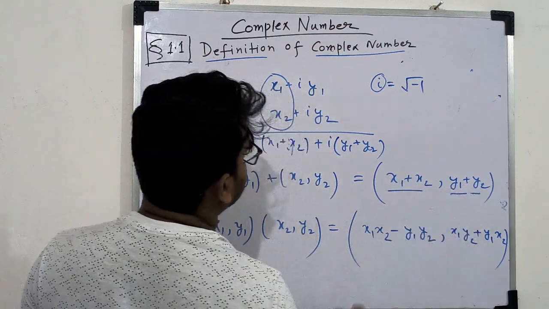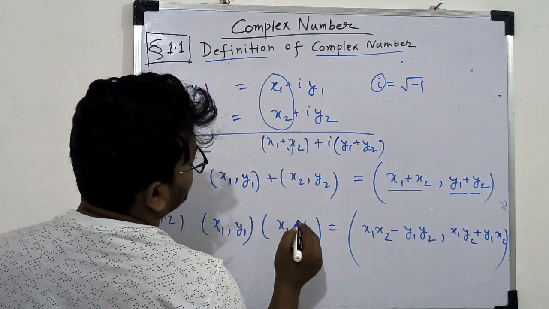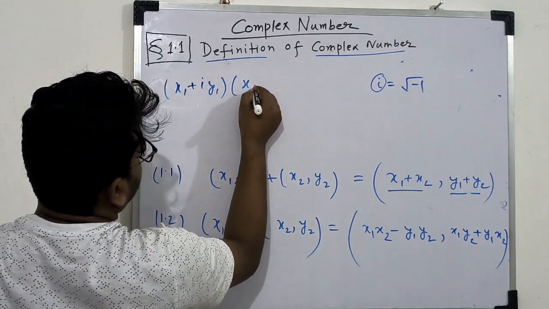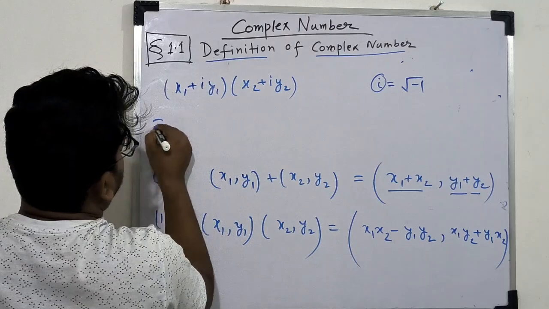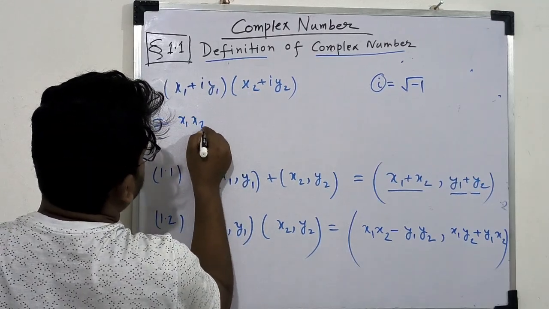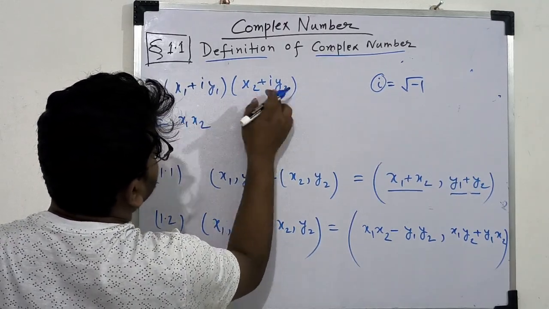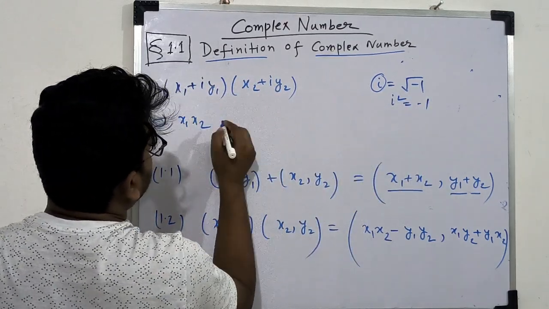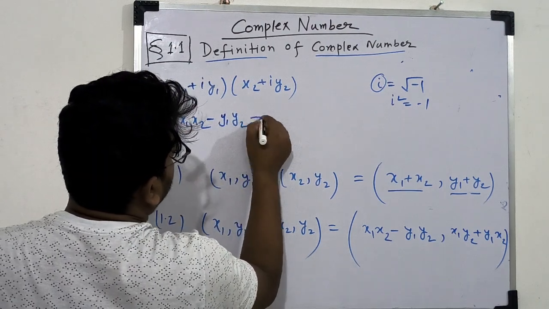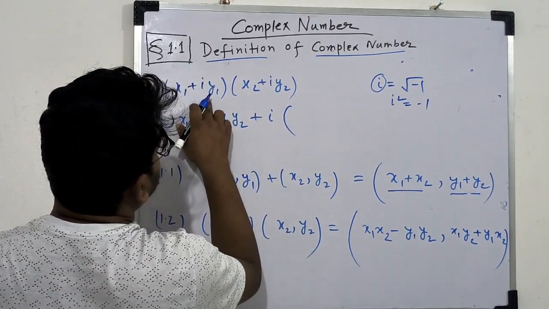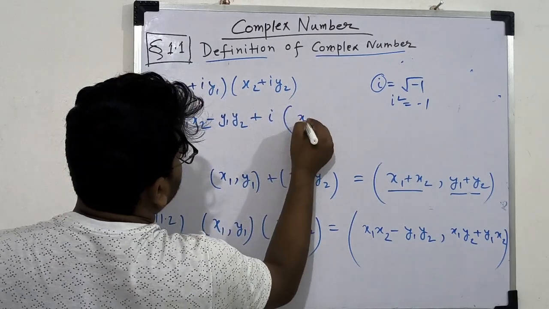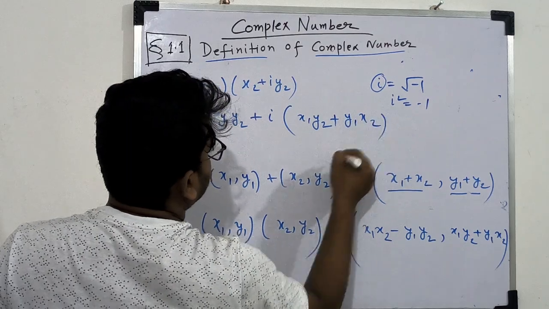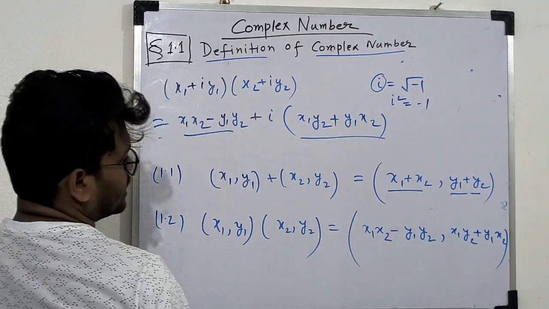This is the real part and this is the imaginary part, and if we multiply, then we get (x1 plus i y1) into (x2 plus i y2) as x1 x2, and then i times i is i squared. So from here i squared equals minus 1. So we get i squared y1 y2, that is minus y1 y2, and plus i, and from here we get x1 y2, and from this and this we get y1 x2. So this will be the result from multiplication.